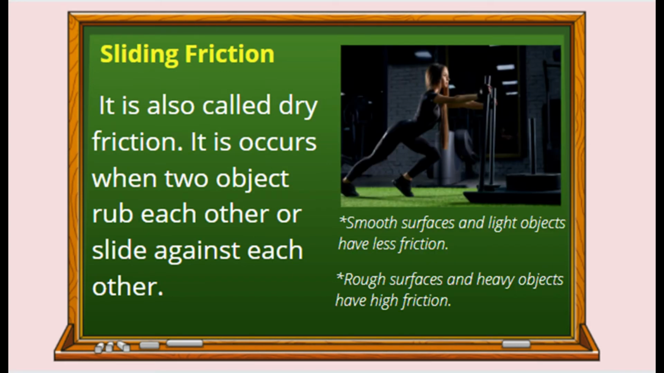Sliding friction is also called dry friction. It occurs when two objects rub each other or slide against each other. Smooth surfaces and light objects have less friction, while rough surfaces and heavy objects have high friction. Sliding friction occurs when two solid surfaces slide over each other and can be useful. For example, you can spread sand on an icy path to improve your footing.